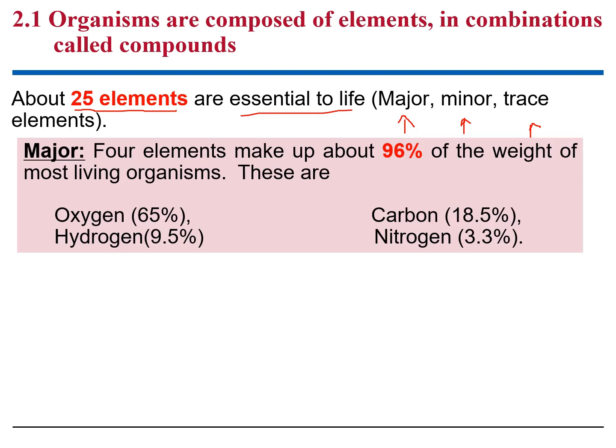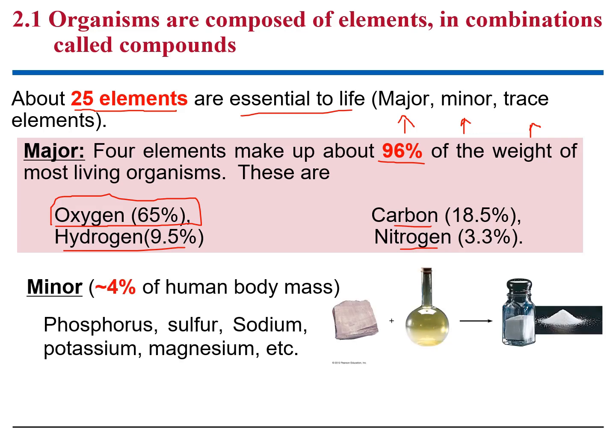So the major elements, the ones that are very abundant, represent 96% of the weight of most living organisms. Very important: oxygen and hydrogen, these two will form water, carbon, and nitrogen. So these four represent 96%. Minor elements only represent approximately 4%, and we have phosphorus, sulfur, sodium, potassium, etc.